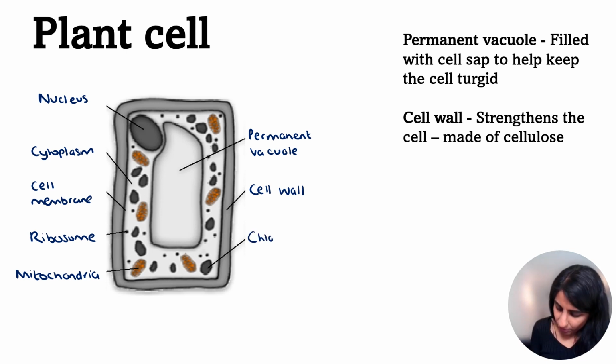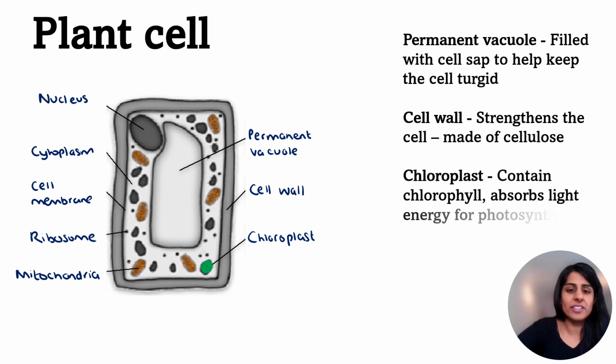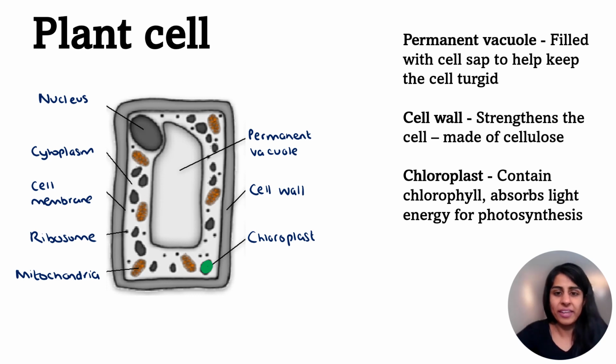Then we've got the chloroplast at the bottom. It may be helpful to colour that in, just to remind ourselves that chloroplasts are green because they contain a green pigment called chlorophyll. Now, it is this chlorophyll that absorbs the light energy for photosynthesis to take place. And photosynthesis is how plants make their own food.